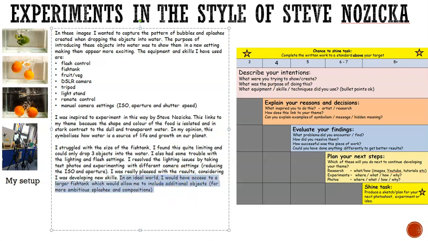Okay, so I've written, in an ideal world, I would have access to a larger fish tank, which would allow me to include additional objects. And then in brackets I've written, for example, more ambitious splashes and compositions. So I'm just putting in an extra keyword and just backing up with a couple of examples. Okay, so that's the 5 done, so we can now move on to the 6, 7.